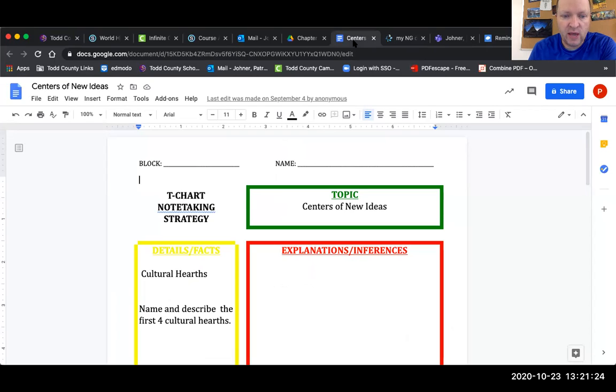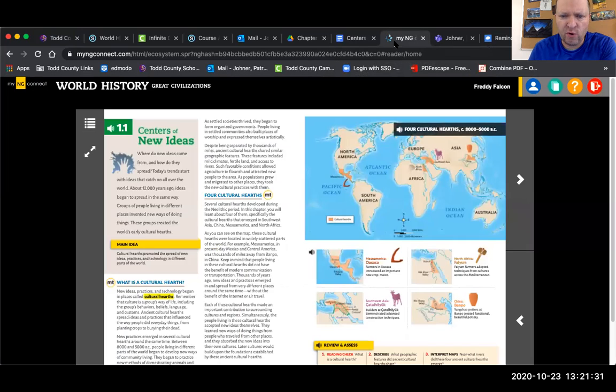And then name and describe. Now there's the key. And describe the first four cultural hearths. So what happened is there were four areas of the world that popped up that became like the first villages or the first real areas where culture started developing. So if you look over here, there are four of them.